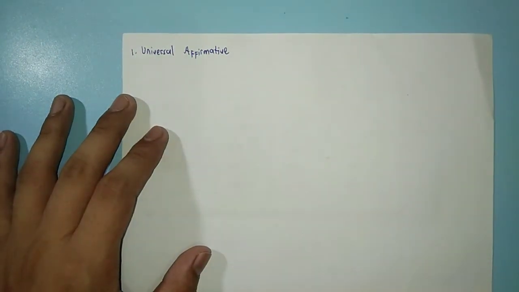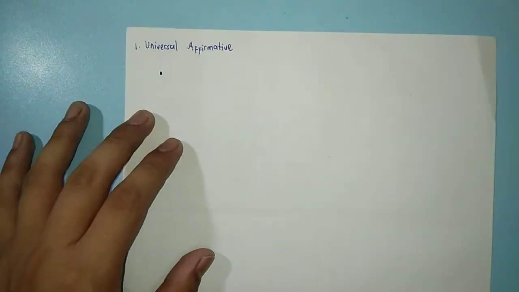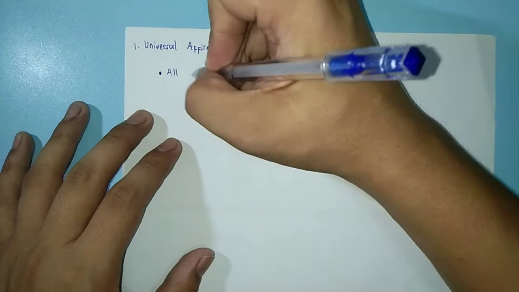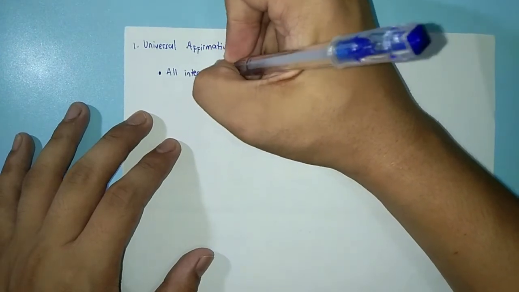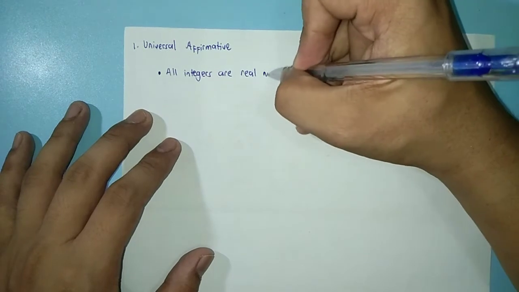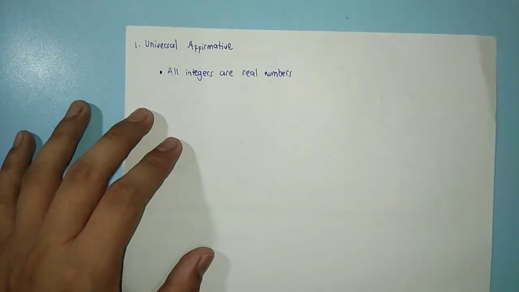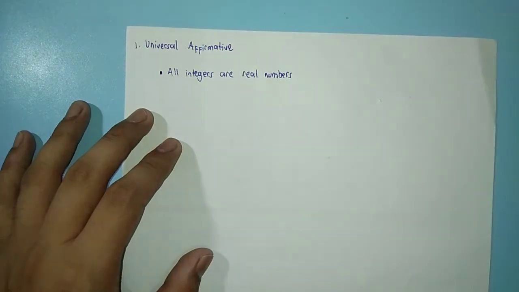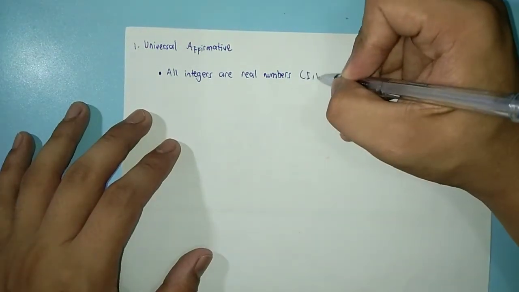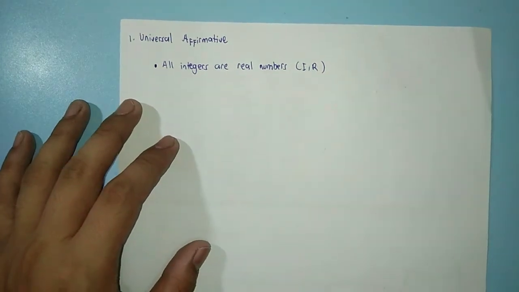So ano yung halimbawa ng universal affirmative? So for example, meron tayong statement, all integers are real numbers. Okay, so yan yung halimbawa ng universal affirmative, yung itsura. Okay, so let's say, gagamitin natin ay yung letters I and R. Okay, so paano natin isi-symbolize yan?